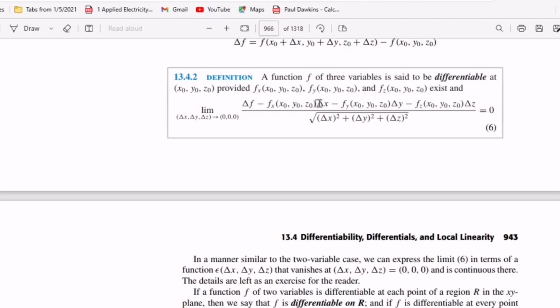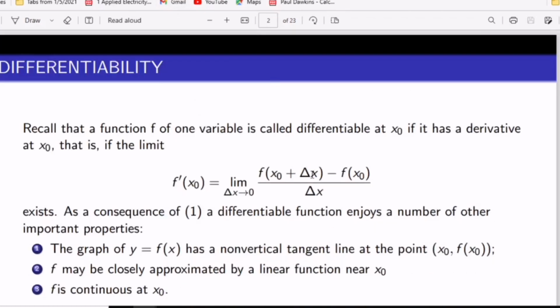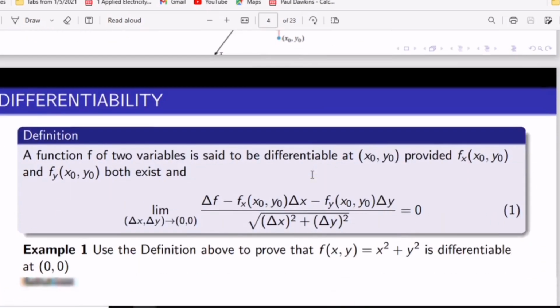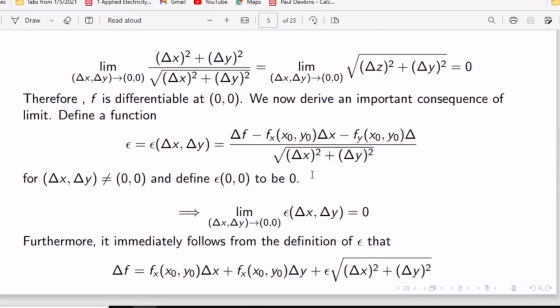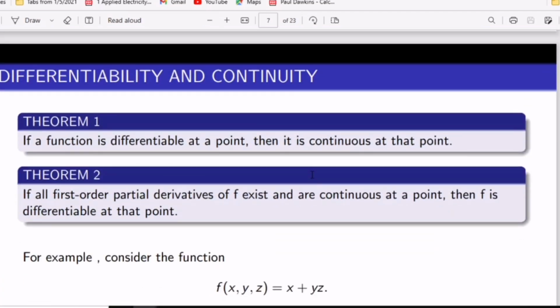Yes, so that's all about the differential. Move on to the next one. We've done all this in the video. Yeah, that one, the previous one. So let's go into differentiability and continuity. If a function is differentiable at a point, then it's continuous at that point.